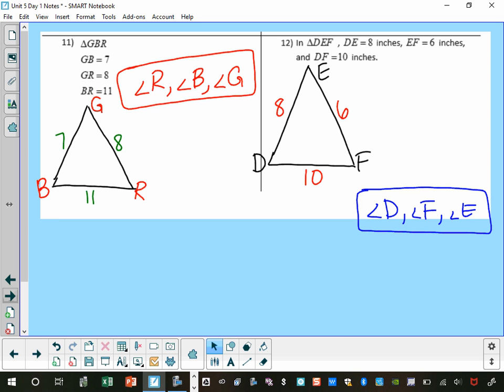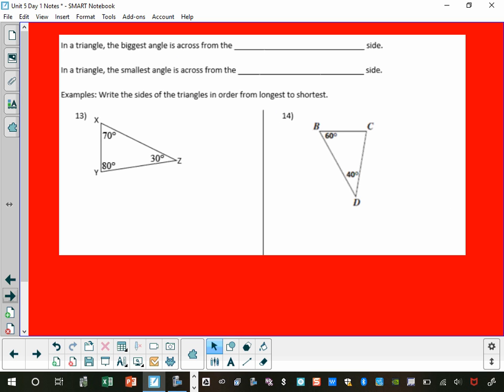All right, so that's all the old stuff. That's a review of what we did last unit. Well, almost. Now we have the sides. In a triangle, the biggest angle is across from the longest side. And in a triangle, the smallest angle is across from the shortest side.